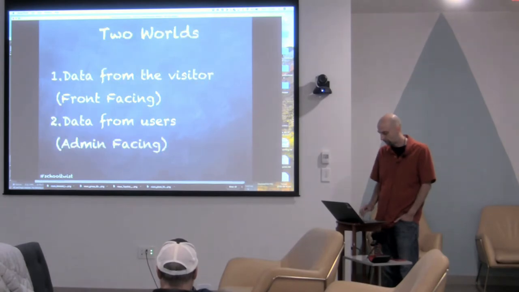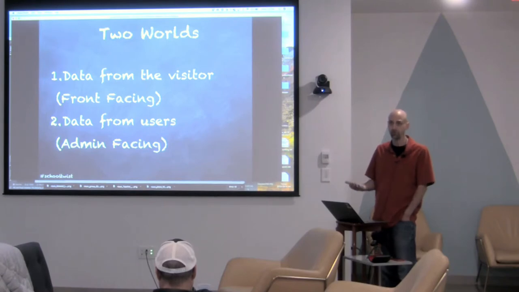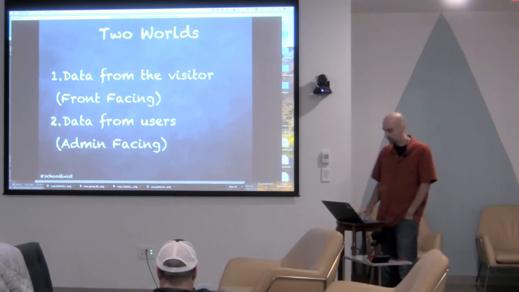So forms on WordPress seem to be broken up into two worlds. Collecting data from your visitors is front-facing: somebody shows up to your website, you want to learn a little bit about them, there's probably some call to action. Maybe you just want a poll of random people, what do they like, but you probably want to get their email, you probably want to get their money, you're trying to do something with these visitors. There's the other side, data from your users, people that can log into your WordPress page and do something. So these are custom fields on the admin side.